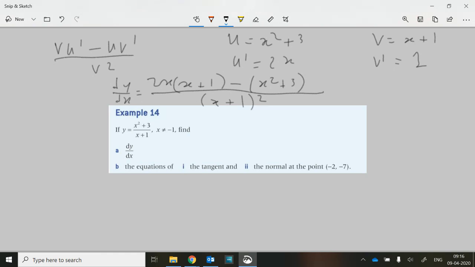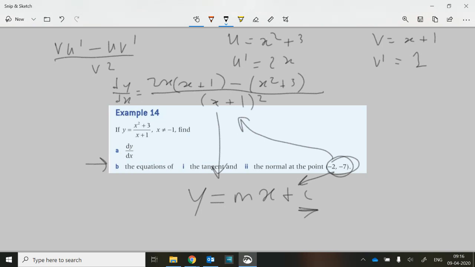Okay, for the next bits, these bits you've done before. So the equations of the tangent and the equations of the normal at this point here, it's just the same, right? So we can substitute minus 2 into this function here and find the gradient. And so once we've found the gradient, we say y equals mx plus c. We've got the coordinate point and the gradient, then we can substitute in here to work out what our c is. And that's for the tangent.